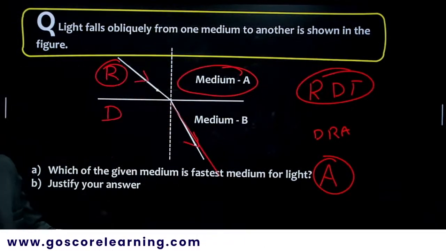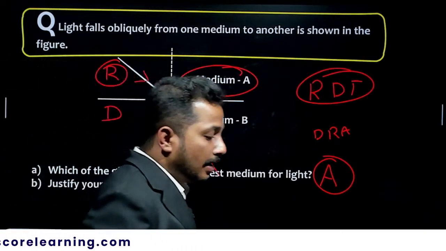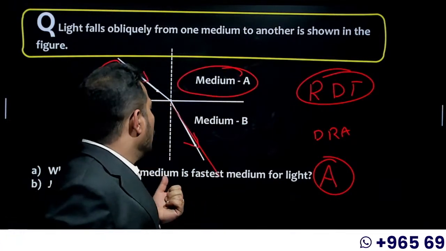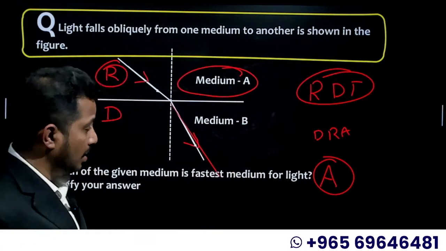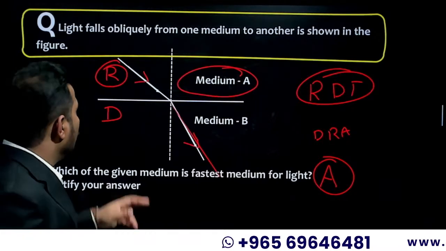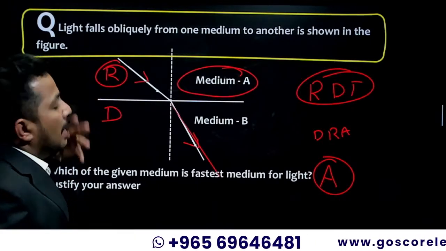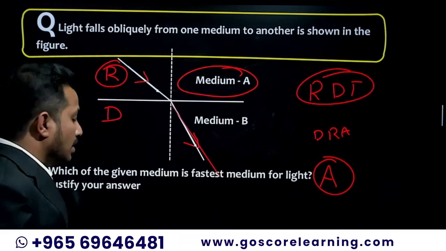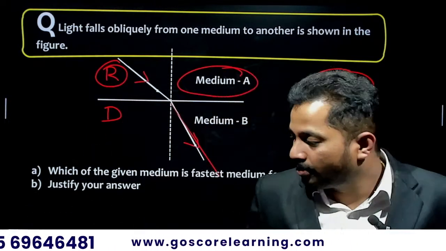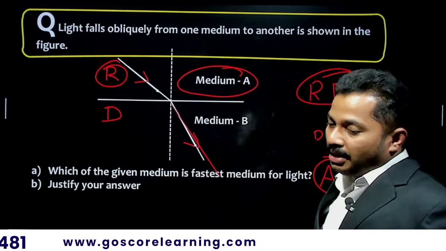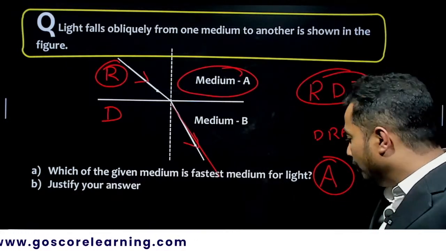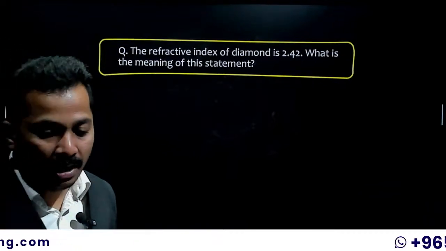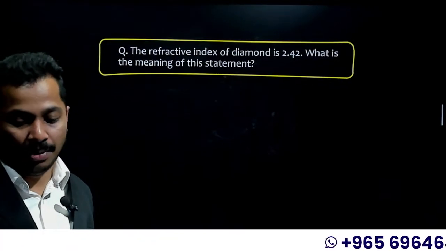You should answer in such a way that, as the refracted ray deviates towards the normal, this light ray is traveling from rarer medium to denser medium. So medium A is the rarer medium, so it is the fastest medium. Justify your answer. First you can write, A is the fastest medium. Reason, justification: the light ray deviates towards normal, which means it is traveling from rarer medium to denser medium. So medium A is rarer medium, so it is the fastest medium. Rarer medium is the fastest medium.